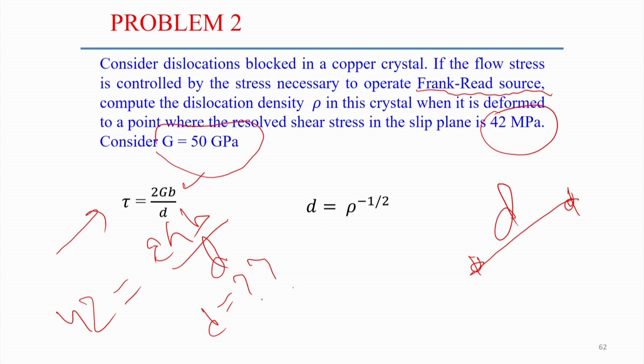D we can estimate by looking into the resolved shear stress on that slip plane, the shear modulus, and the Burger's vector we need to calculate in the case of copper. From the available data we can easily find out the Burger's vector in this case, and from there we can find out D. Once we estimate D, we can find out the dislocation density by looking into the relation between D and the dislocation density.